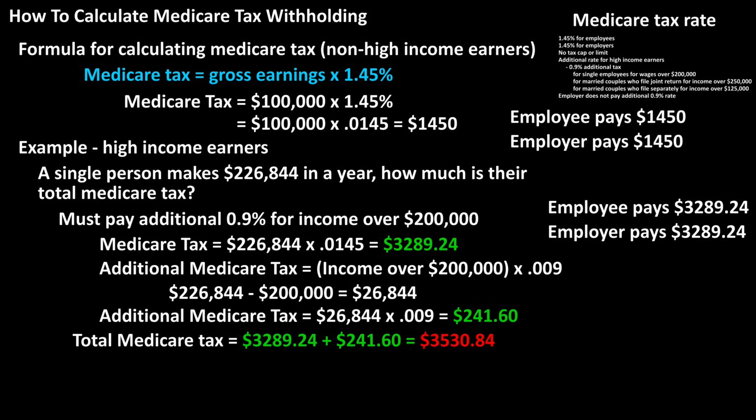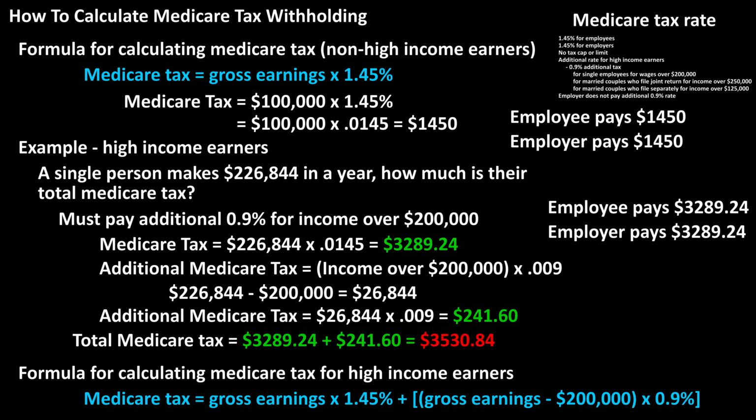Next, we need to add the two tax amounts together, $3,289.24 plus $241.60, and we get $3,530.84 as the total amount of Medicare tax paid. And the formula for this would be total Medicare tax equals gross earnings times 1.45% plus the quantity, gross earnings minus $200,000 times 0.9%.